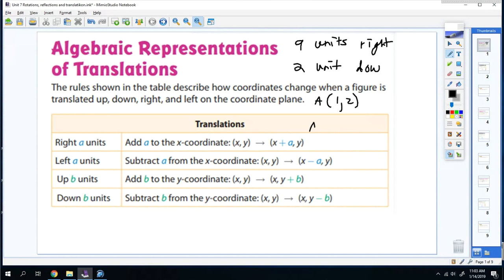So for my new point, I'll do plus 9 because it goes to the right. So it's adding. So it'd be 10. And then 2 down. So it'd be 2 minus 2, which is 0. So that's how you do algebraic representation of translations.